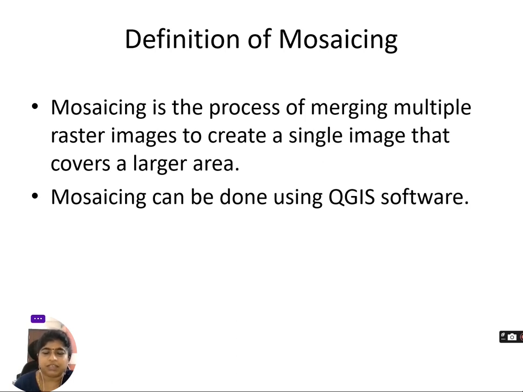So in case of mosaicing tool, it can take the input as more number of images or tiles, and then it can merge everything into one single file.